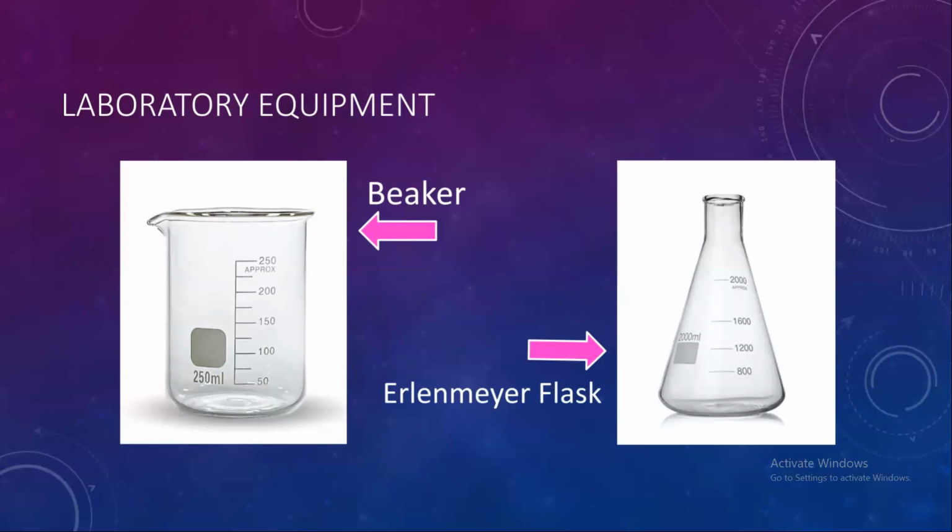Now, laboratory equipment was missed by many people. Two example ones here that were commonly confused are the difference between a beaker and an Erlenmeyer flask. Beakers go straight up and down. They don't become more narrow, whereas Erlenmeyer flasks do become more narrow.